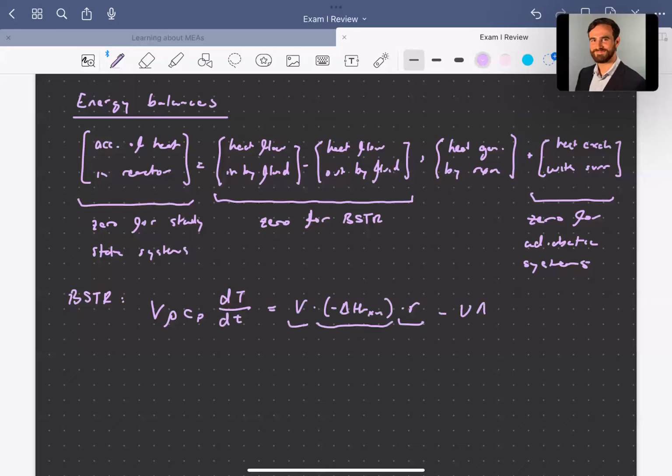And this is minus U times A times (T minus TC). So this is the heat exchange with the surroundings, where you have an area available for heat transfer A, you have a heat transfer coefficient U, and then you have a driving force for heat transfer, this temperature gradient, T minus TC, where T is the temperature in the reactor, and TC is the temperature of the environment, say a cooling jacket. So here we have a differential equation with respect to time, since the batch reactor is not operated in steady state.